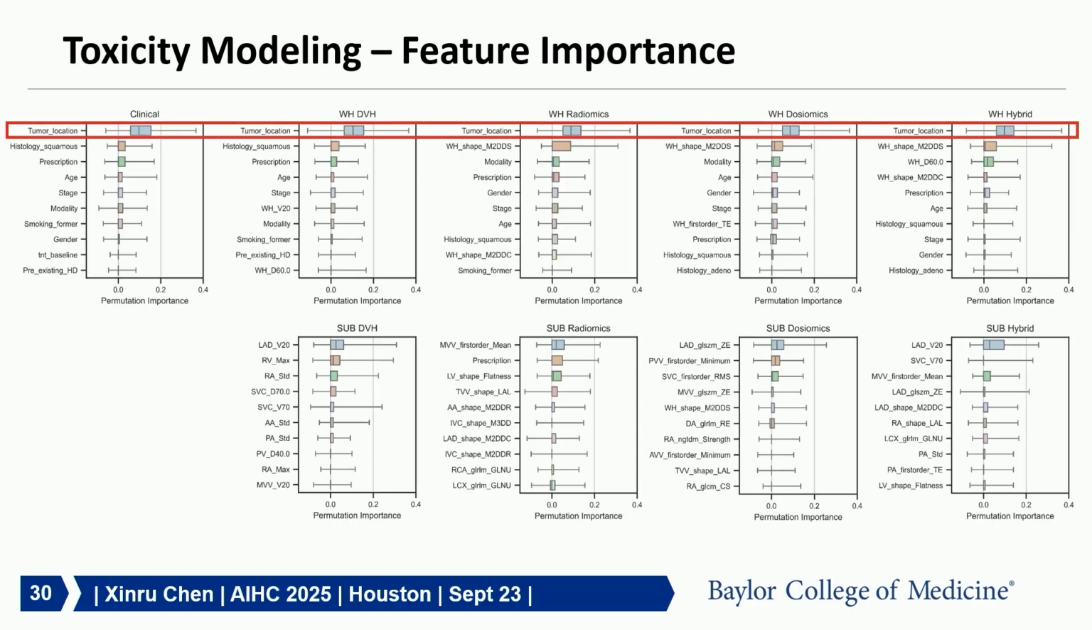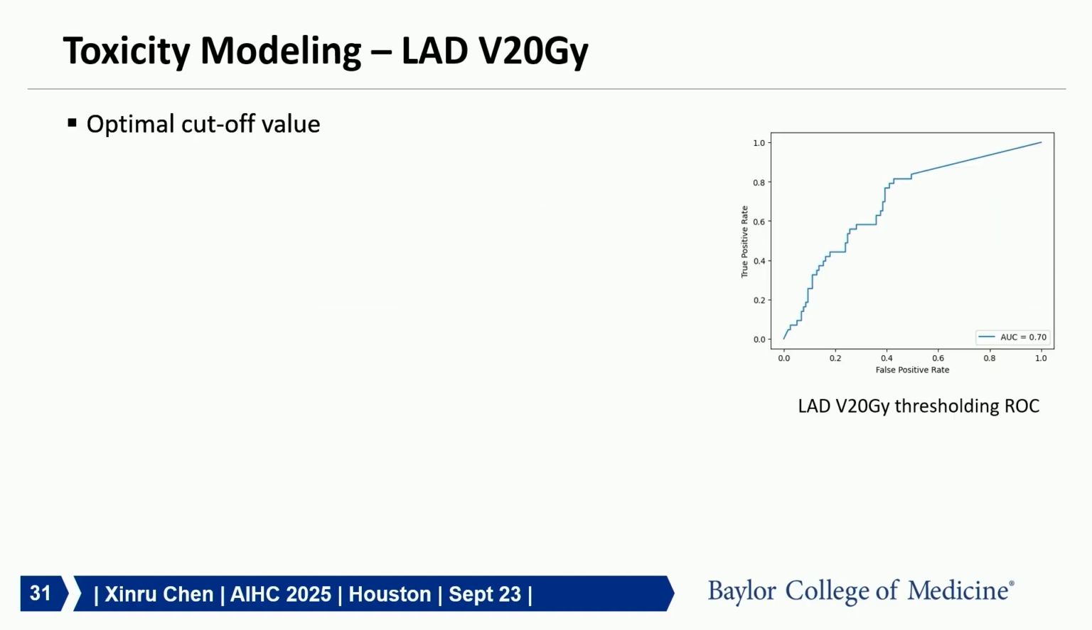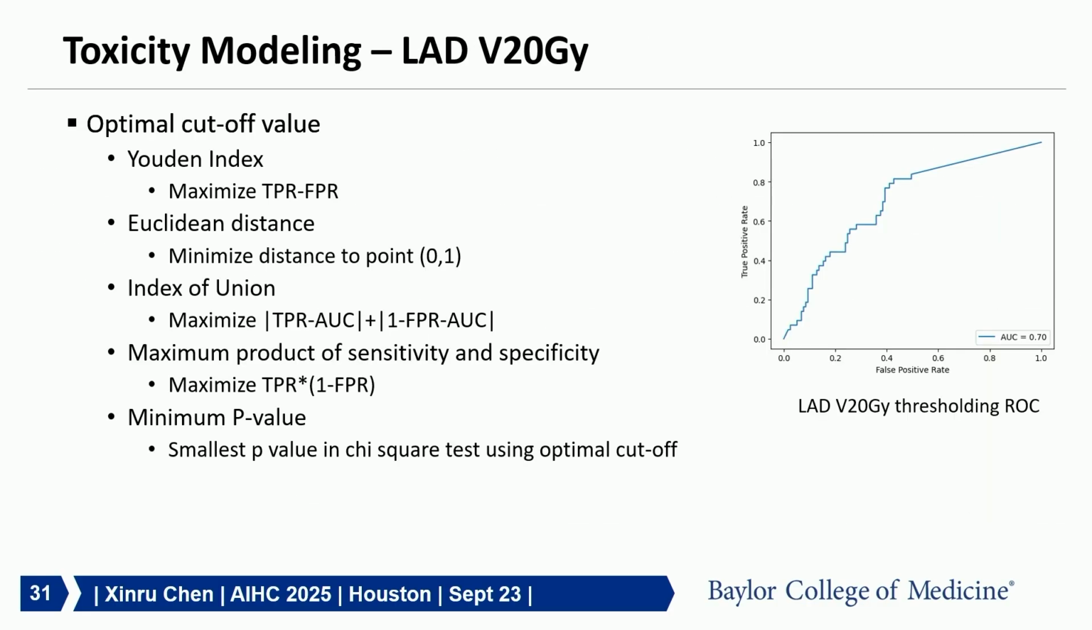And in the feature importance analysis, it appears that the tumor location was the most dominant feature among the whole heart-based models and clinical models. However, we didn't see that in the substructure model because the substructure DVH parameters inherently have the information of the tumor location. And by using different indices, we can identify the optimal cutoff value for the LAD V20 Gy.